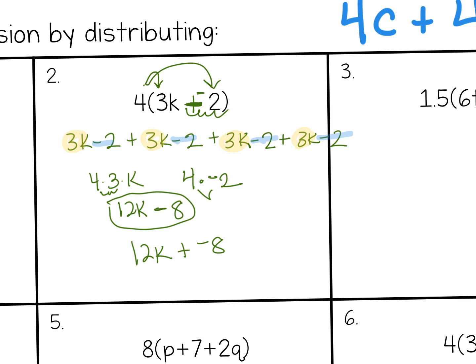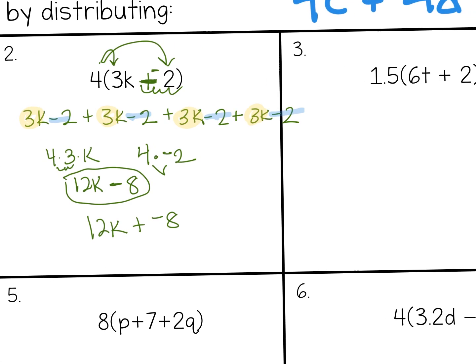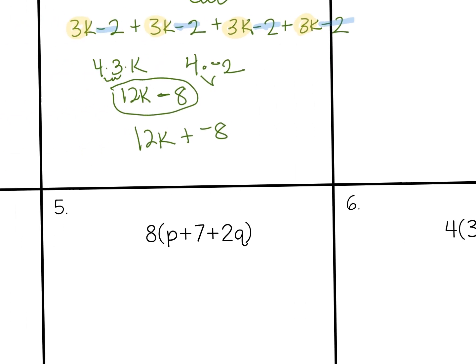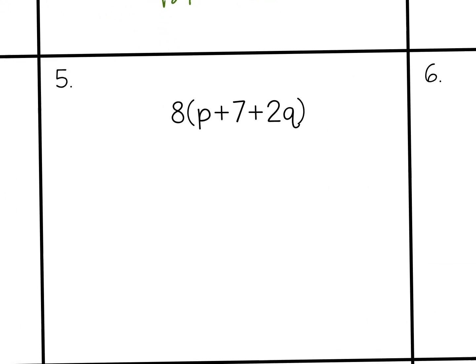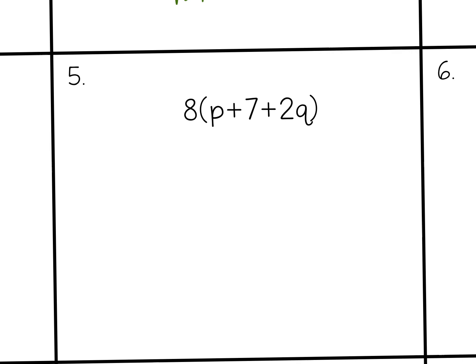Okay, if you need to pause, process, do a little work, please feel free to before I move on. But I am going to slide on over here to number 5. I have 3 terms, just kind of like the drinks, the pizzas, and the cones. So I have 8 times P, I have 8 times 7, and then I have 8 times 2Q. Q repeated twice, but now the whole thing's repeating 8 times. So I have 8 times P, and I have 8 times 7, and I have 8 times 2Q.